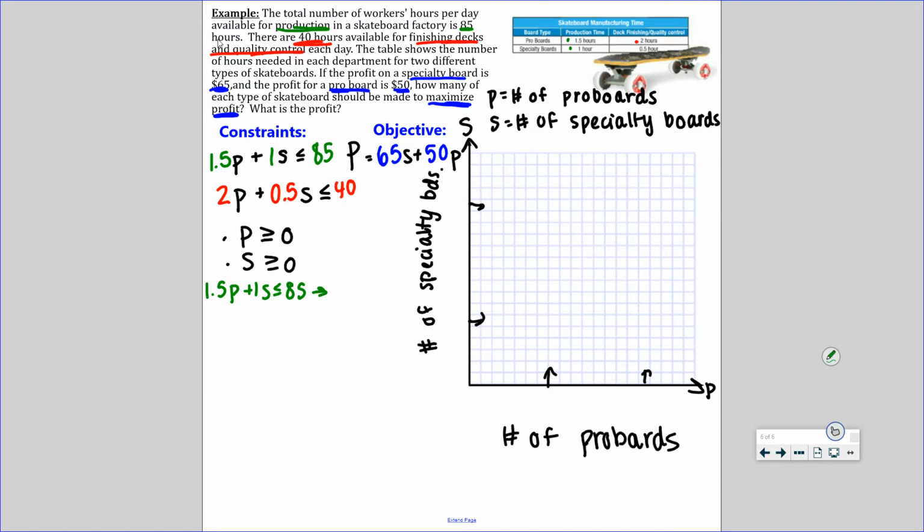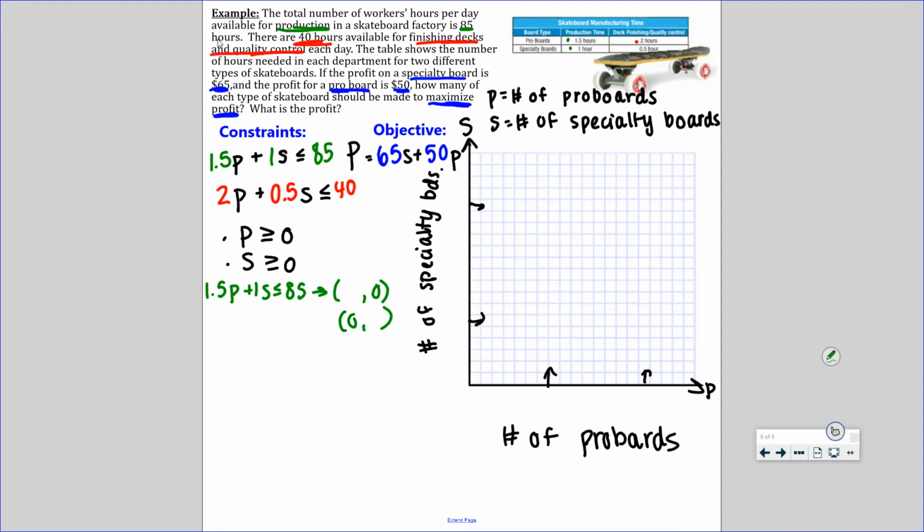I would graph this using x and y intercepts. So what that means is I plug 0 in for x and 0 in for y. Now, I called pro boards my x, and I called specialty boards my y. So if I want to find my x-intercept, I'd plug 0 in here. 85 divided by 1.5.